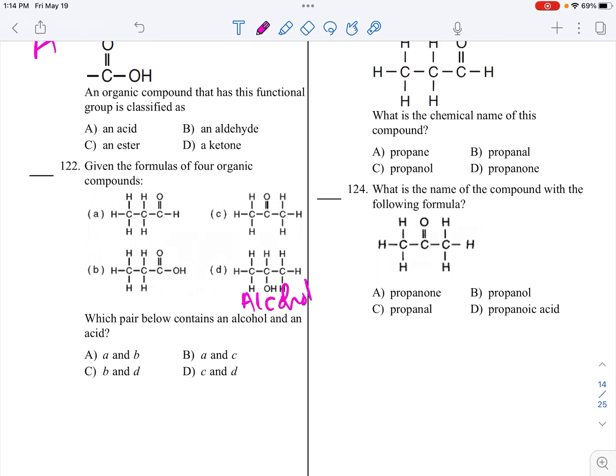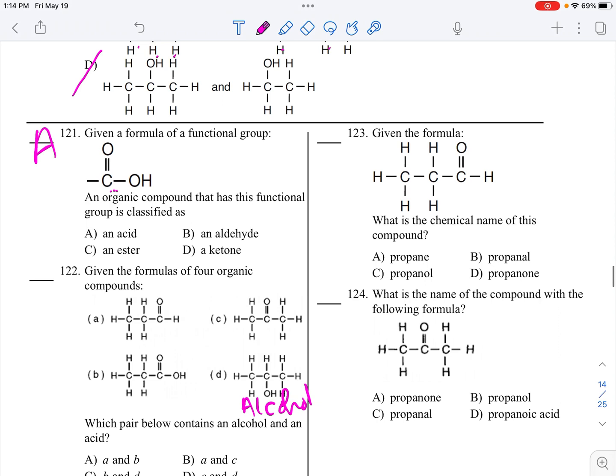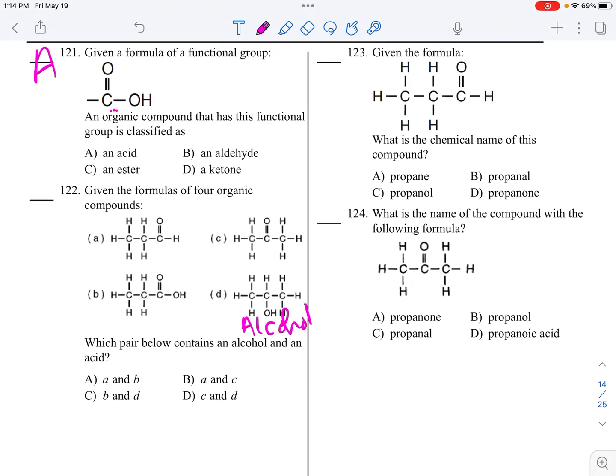And an acid is, like we just said up here, C double bonded O to an OH. So that would be B. So B and D.